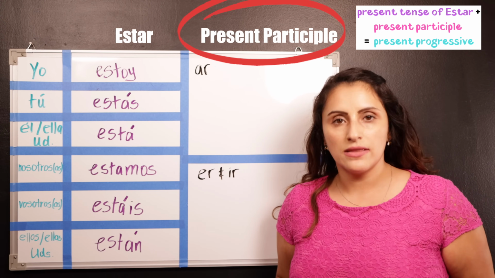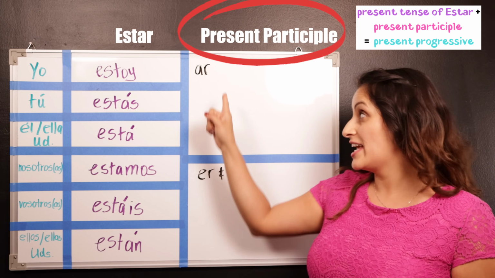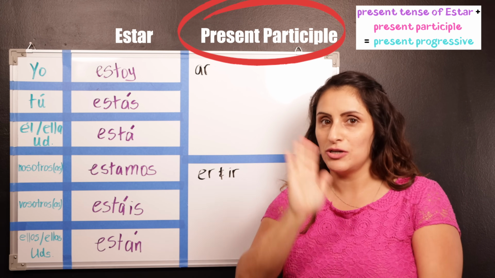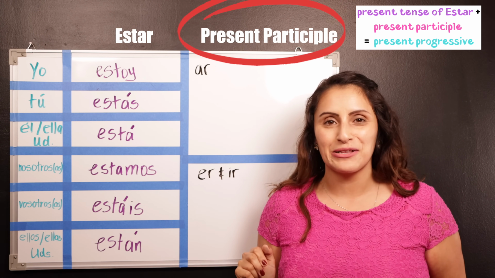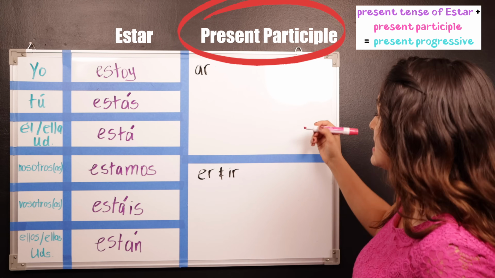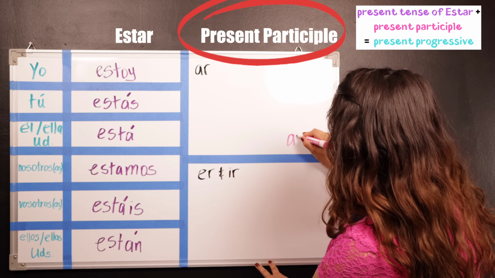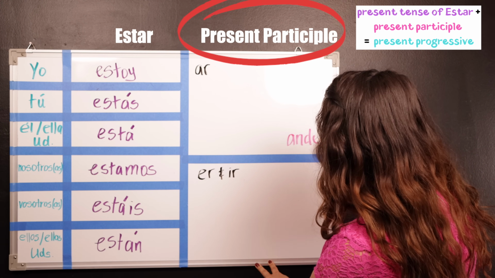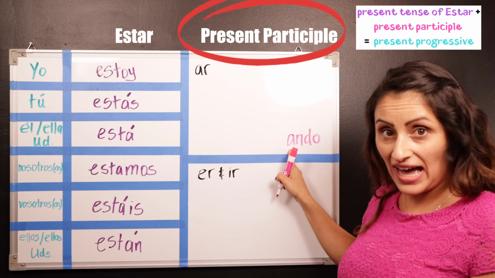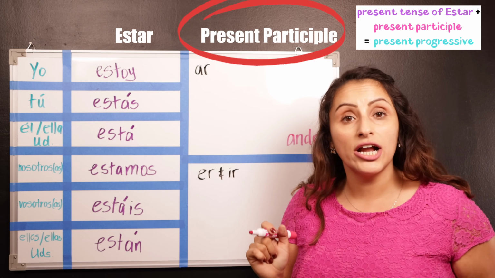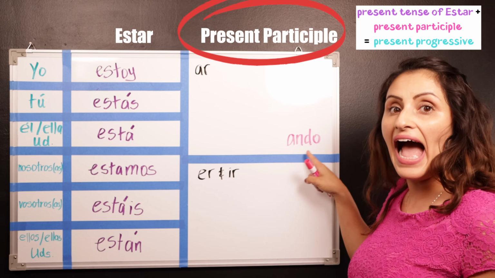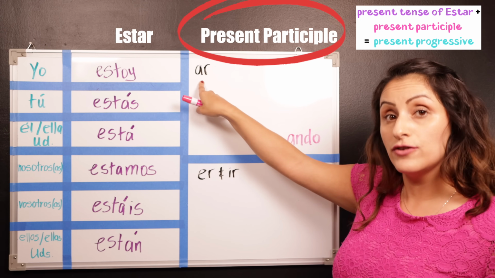So to form the present participle of an AR verb, all we're going to do is get rid of the AR, poof, gone. We can use our scissors in a little bit. And we're going to add ando. That is how you create the present participle. Get rid of the AR and add ando to AR verbs.